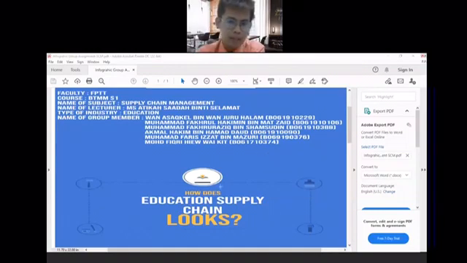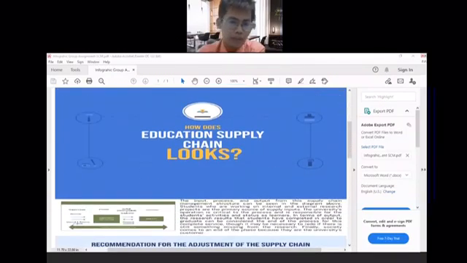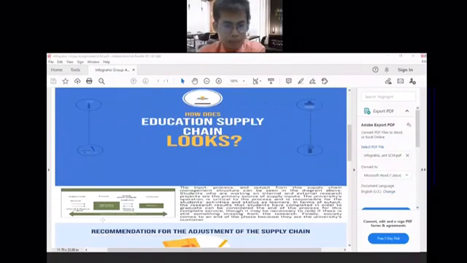So we can see here, how do education supply chains look? Our group is going to discover the education industry. So this is the supply chain model. As we can see from the supply chain, there's input, process, and output. This is the usual flow for the supply chain.